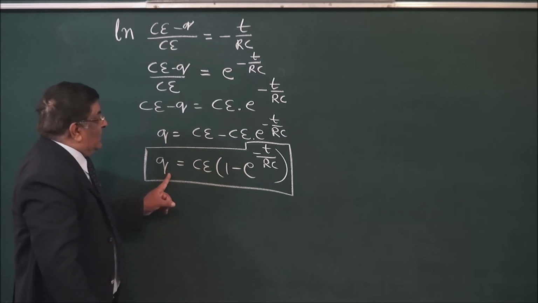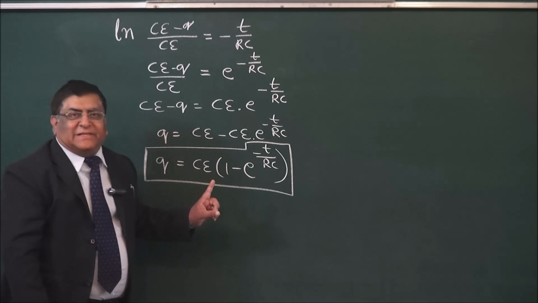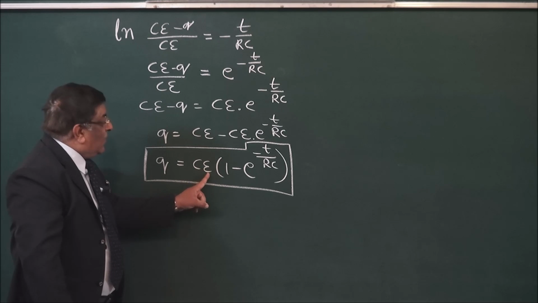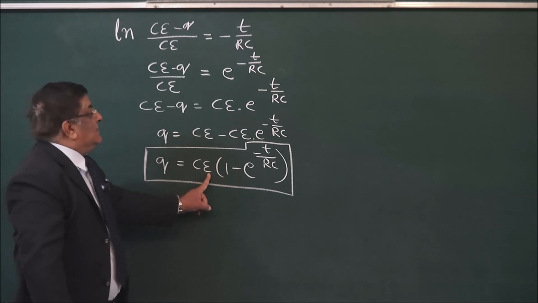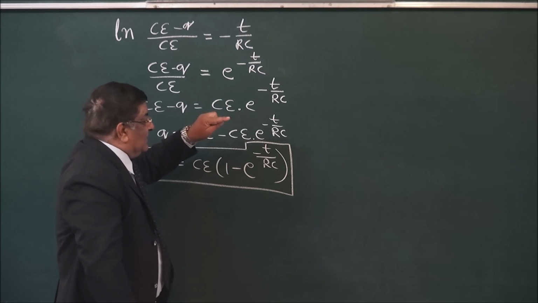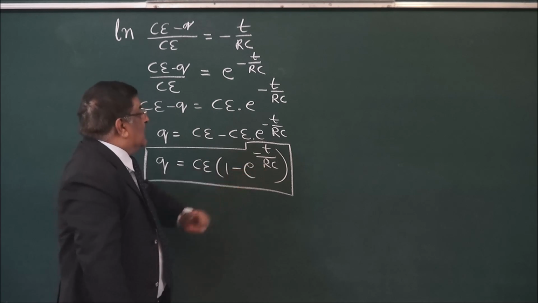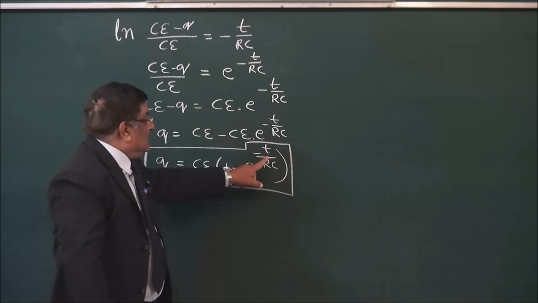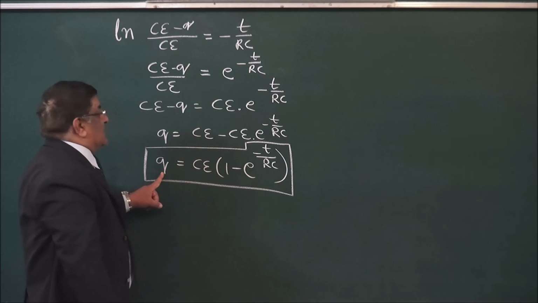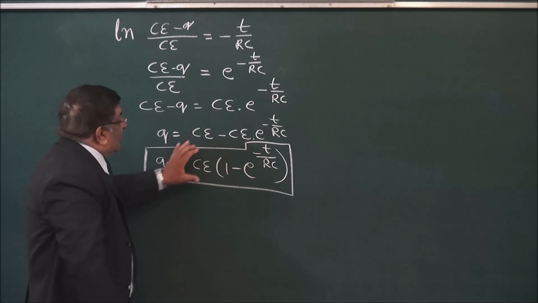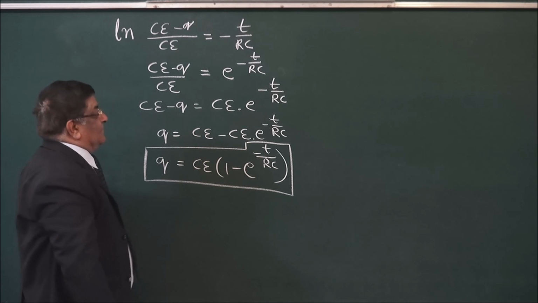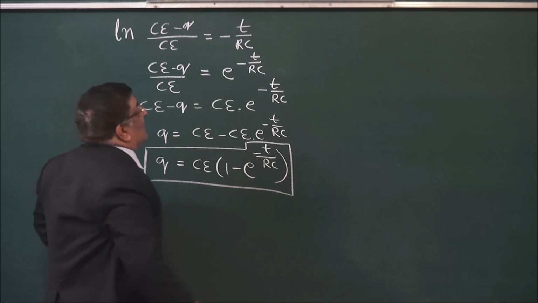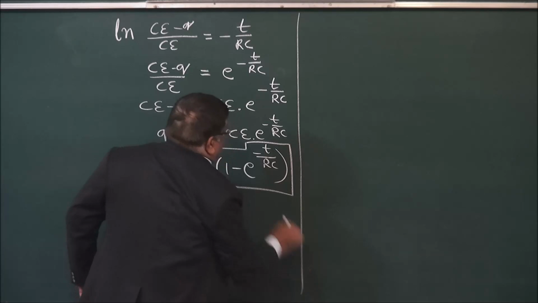What does it say? It says there is a capacitor which has got capacitance C. It is connected with a battery of EMF E. Then we start charging it, and the resistance of the circuit is R. After t seconds, the charge on the capacitor will be Q, and that Q will be given by this expression. Now we have to understand this expression, and for understanding this, let us put different values of t.